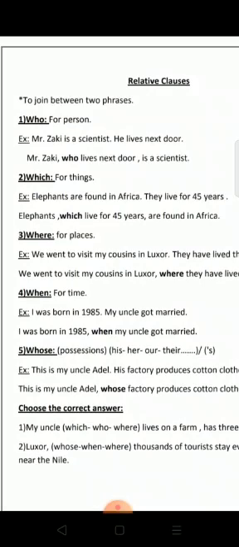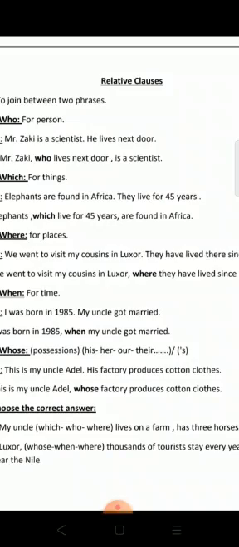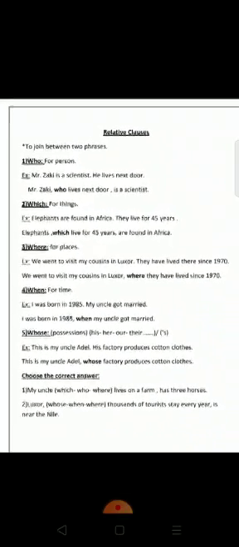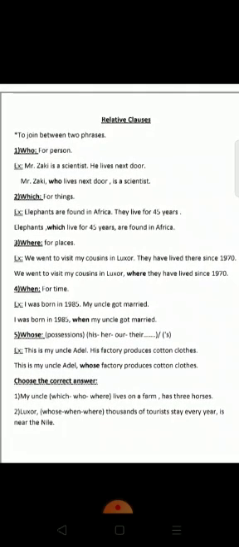Let's see number three. Where? We use where for places. For example, we went to visit my cousins in Luxor. So Luxor here is a place. They have lived there since 1970. There here refers to Luxor, refers to the place. So I'm going to cancel there and put where. So we went to visit my cousins in Luxor where they have lived since 1970.